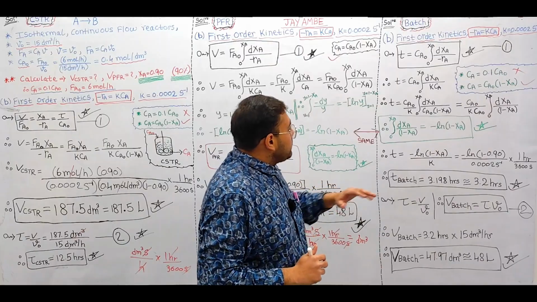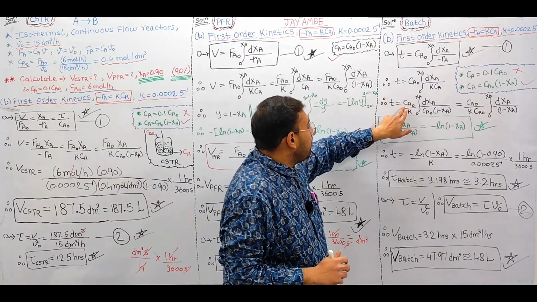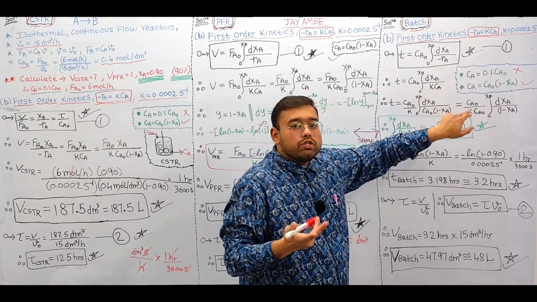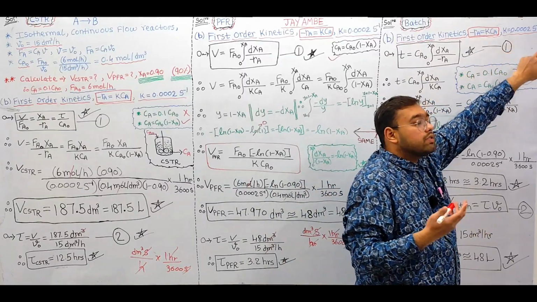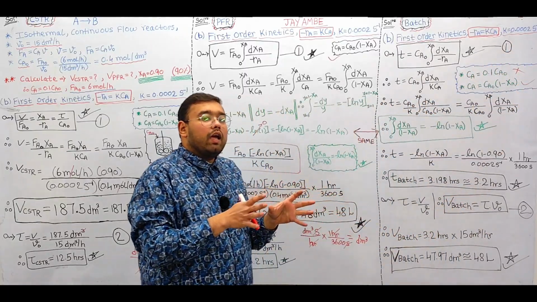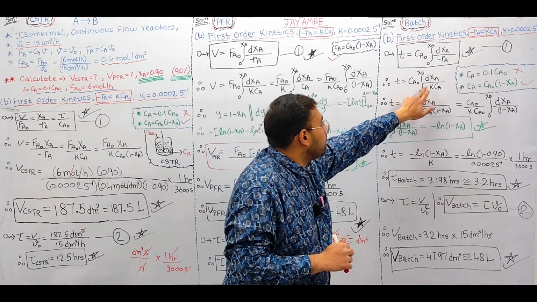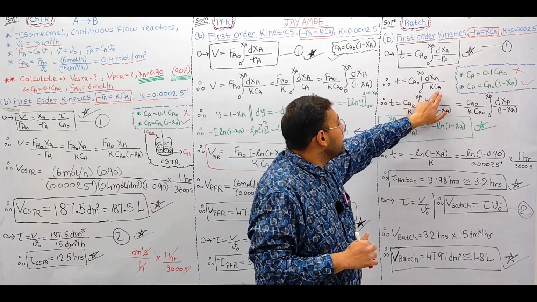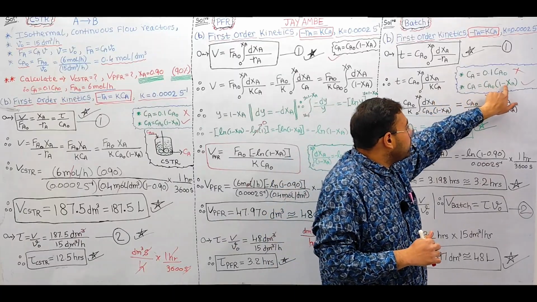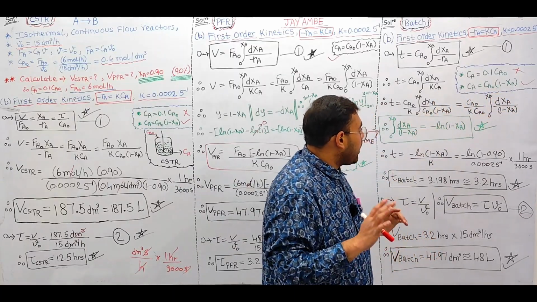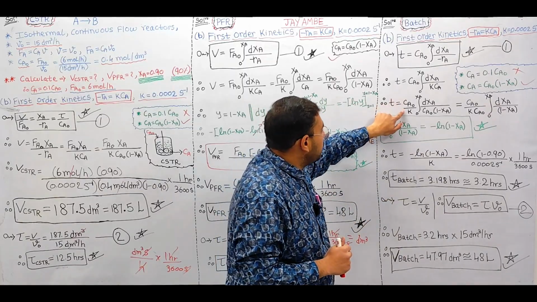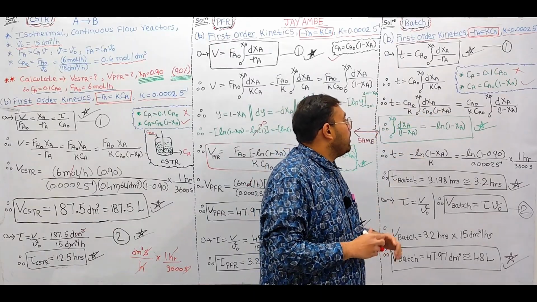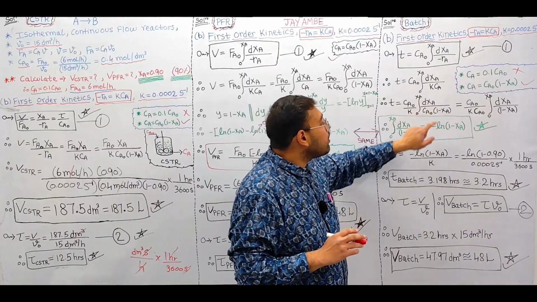So let's say t is equal to CA naught divided by k. Why k? Because k is constant. We have the value of k as 0.0002 second inverse. Due to those reasons, we can take k out of the integral. So CA naught divided by k, integration of 0 to XA dXA upon CA. Now we are writing CA as CA naught into 1 minus XA. I hope you understood. So t is equal to CA naught divided by k, integration of 0 to XA dXA upon CA naught into 1 minus XA.